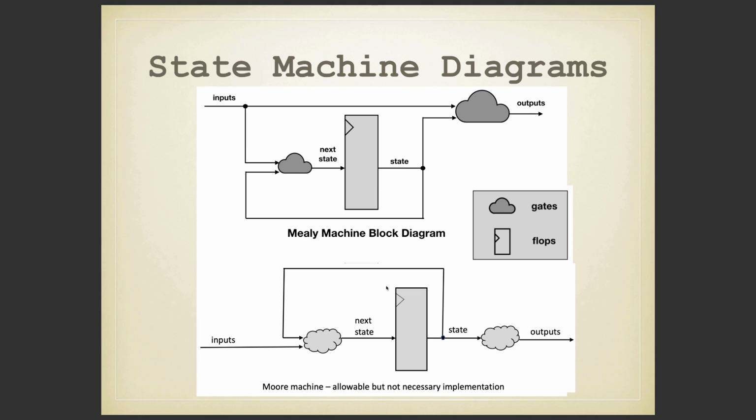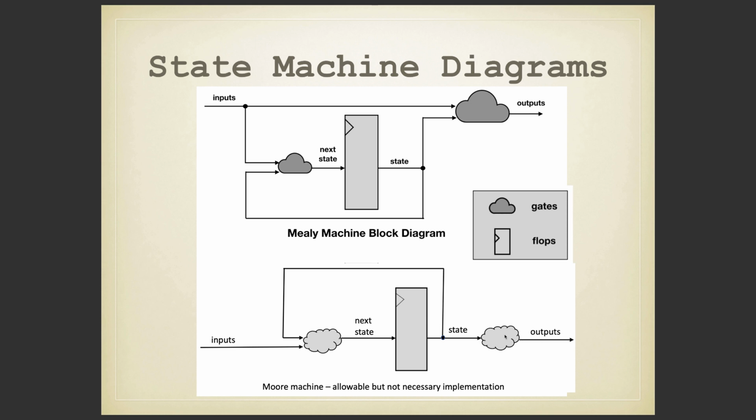With a Moore machine, you see the same construct where the state is registered. The difference is the output is a function of the present state. This is not the only way you can implement a Moore, as you'll see in the next example, but it is one that's allowable by the definition, where the output is a function of the present state. What I personally don't really care that much for is that now we have gates on the output of our state machine, stealing a little bit of the time that we have to get to our destination.